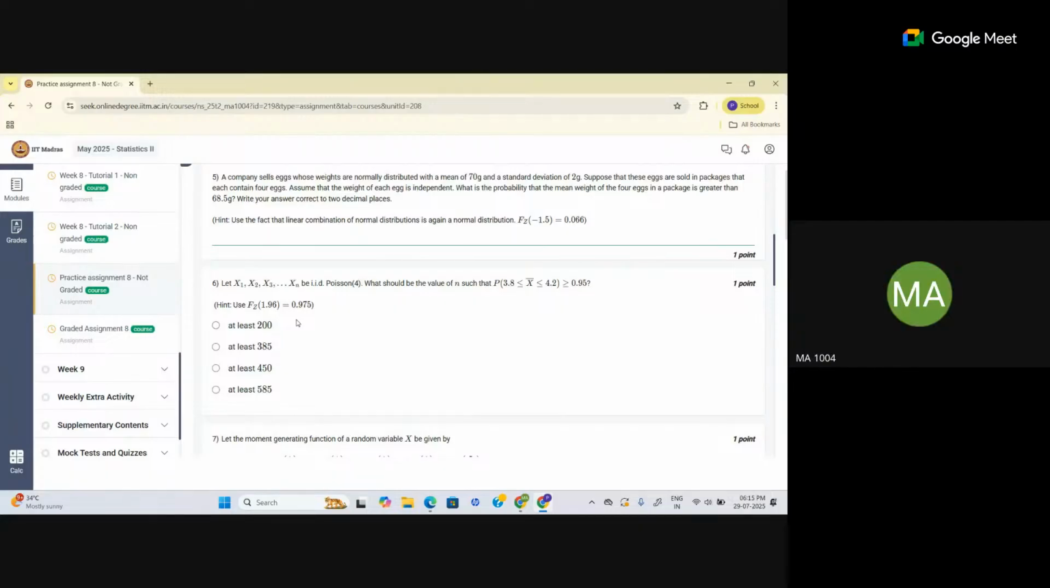Here we are given random variables x1, x2 up to x4, which are following Poisson with parameter 4. So what should be the value of n such that x bar is falling between 3.8 and 4.2, and this is greater than or equal to 0.95? So we have to find the value of n.